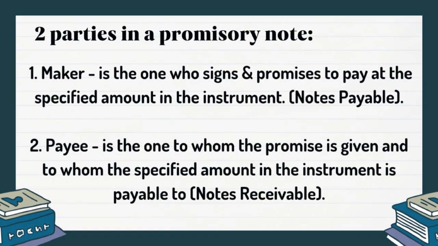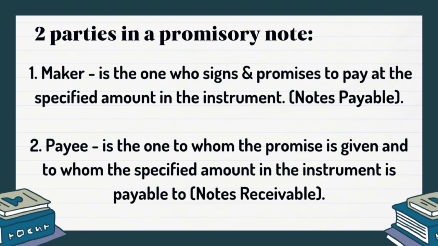The two parties in a promissory note are the maker and the payee. The maker is the one who signs and promises to pay the specified amount in the instrument. It is a notes payable. So mao siya ang mo promise nga mobayad.